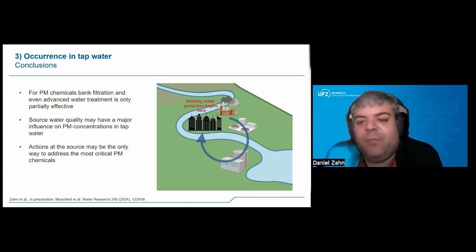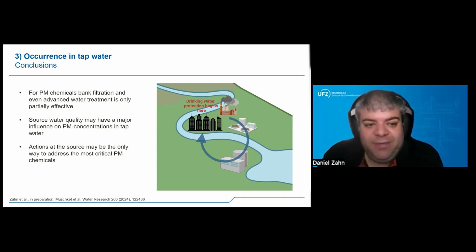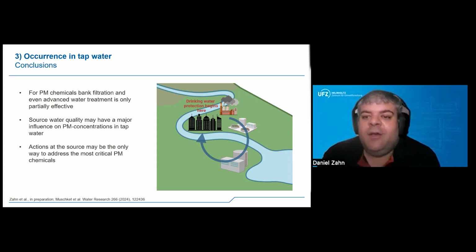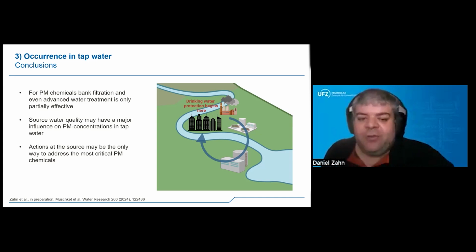And this leads us to one main conclusion, at least from my perspective, and this is that drinking water protection begins at the source. We have to take actions at the source against those most critical PM chemicals for which there's no effective removal technology if they prove to have adverse health effects.